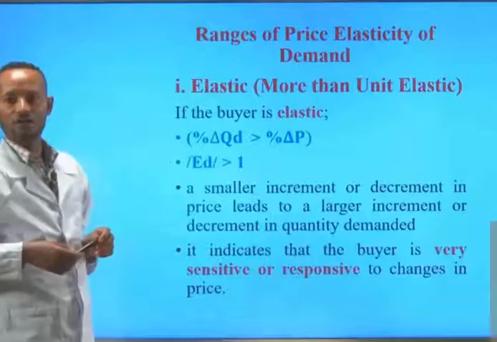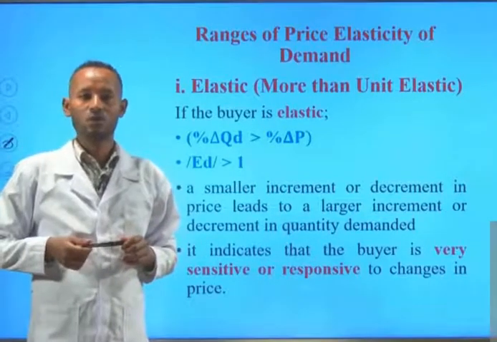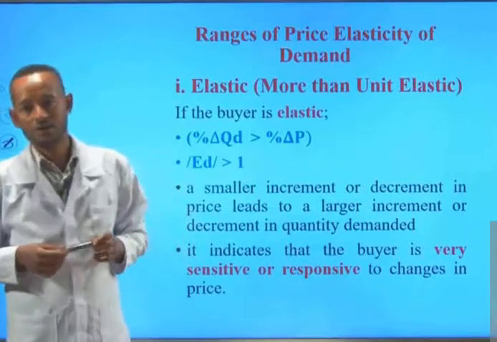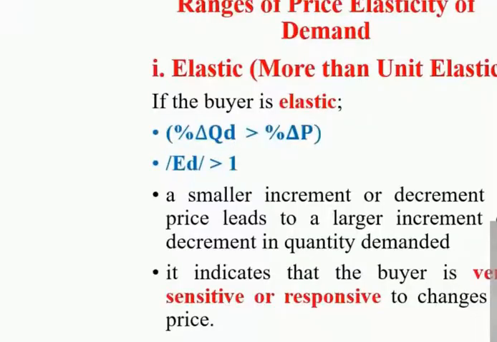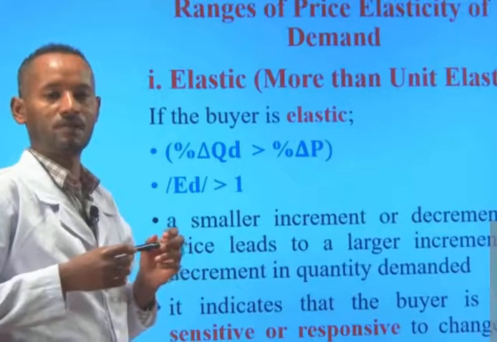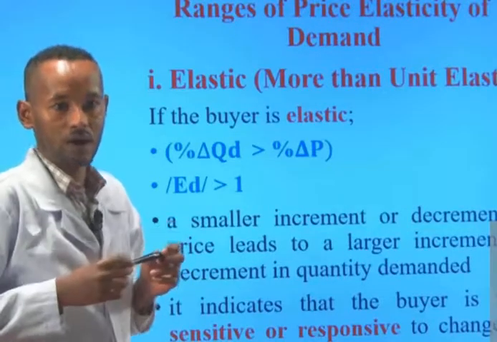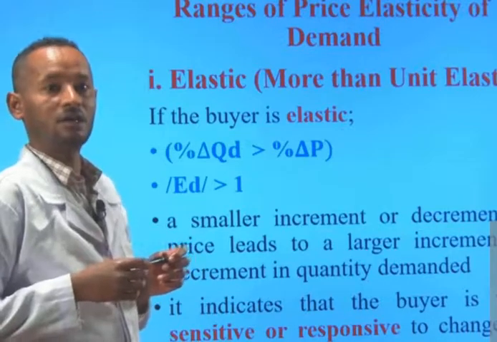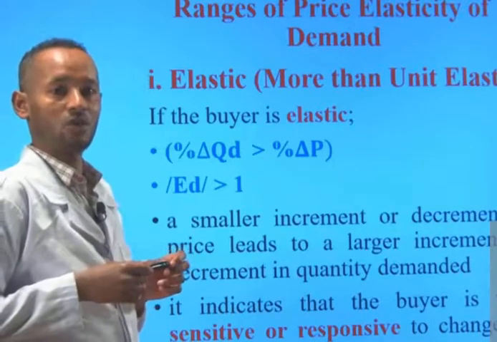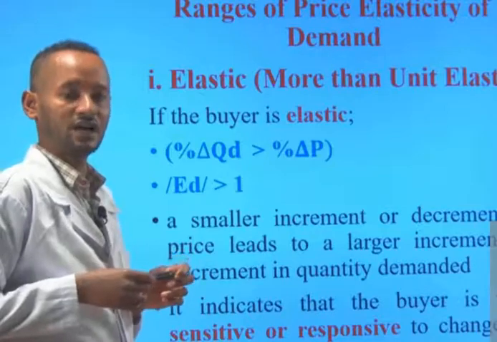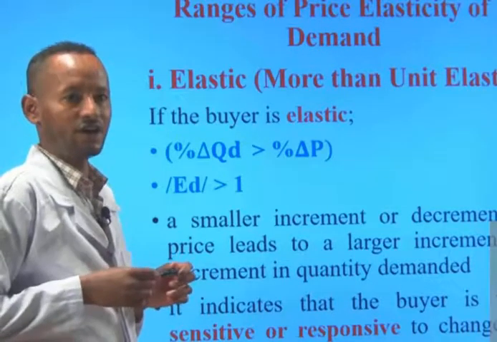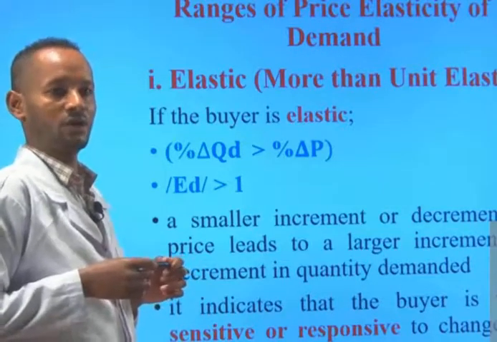Now let's see the ranges of price elasticity of demand, called elastic, inelastic, and unit elastic. The buyer is said to be elastic or more than unit elastic if the percentage change in quantity demanded is greater than the percentage change in price. That means if a little change in the price of a commodity leads to a higher change in quantity demanded, then the buyer is said to be elastic or more than unit elastic, indicating that he is very sensitive, very responsive to changes in the price of a commodity.